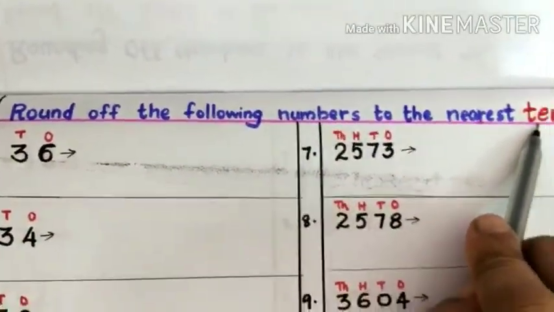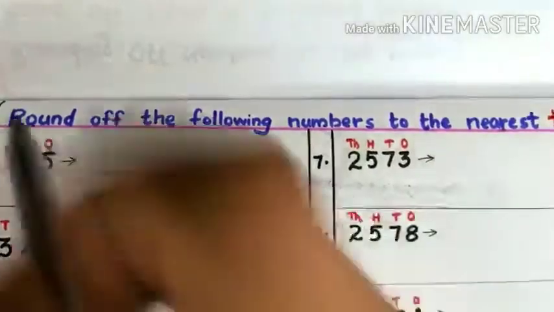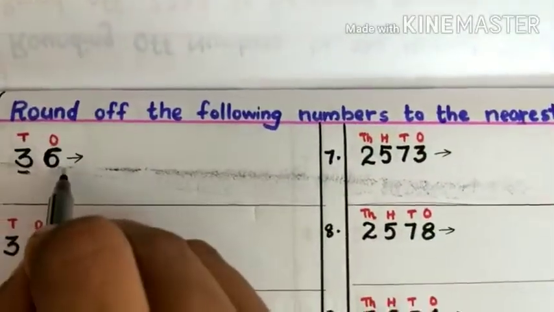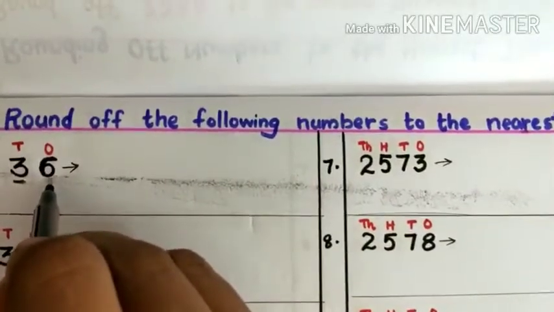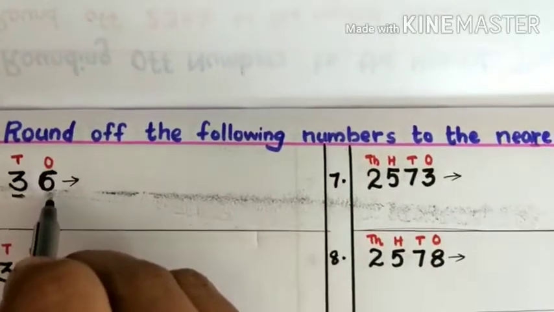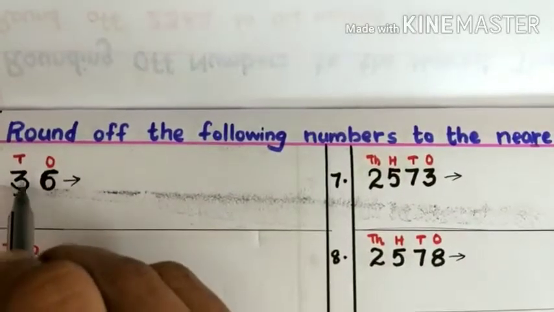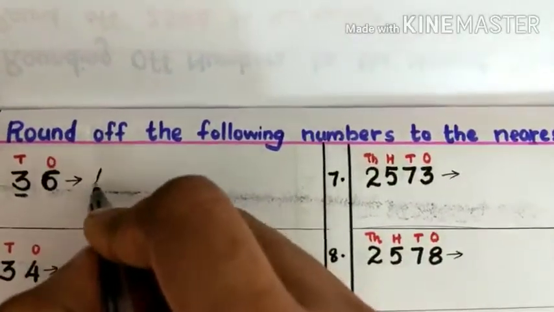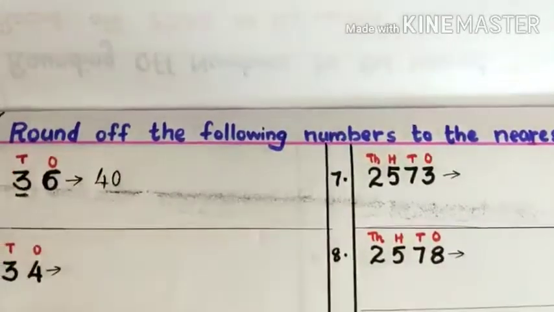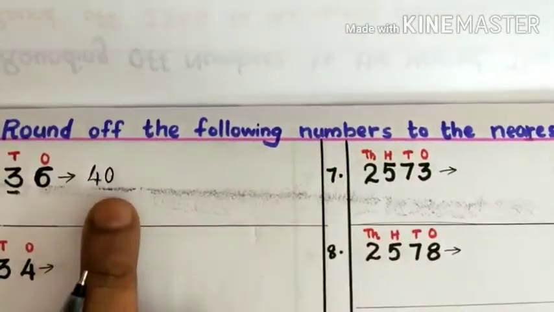First underline the digit in the tens place. Which is the digit in the tens place? 3. Next to 3, 6. The digit in the ones place is 6. If it is 5 or greater, then 3 will become 4. 36 is rounded up to 40.